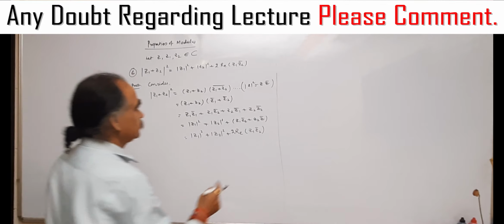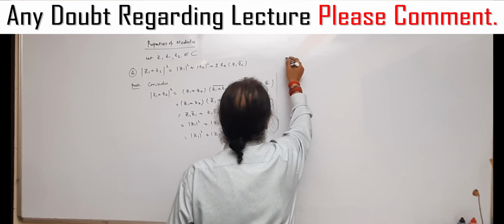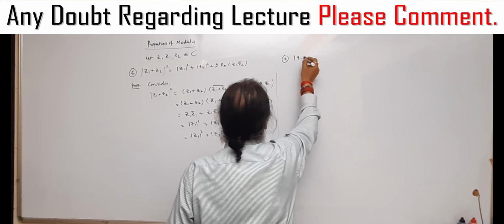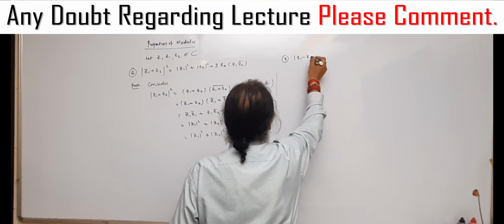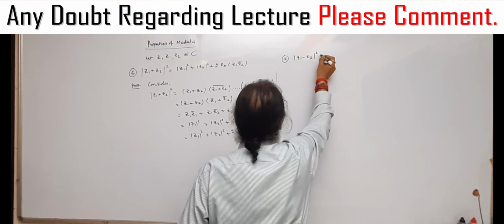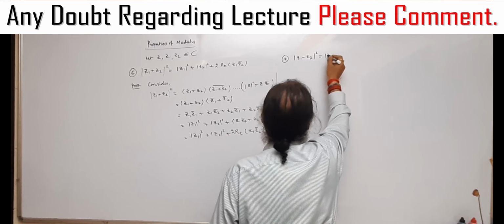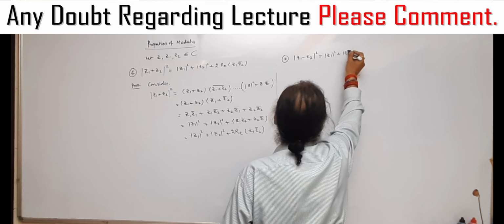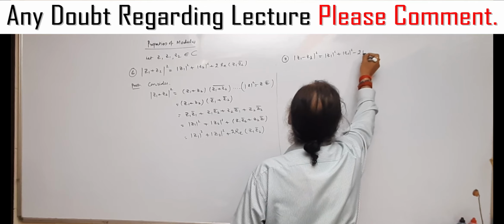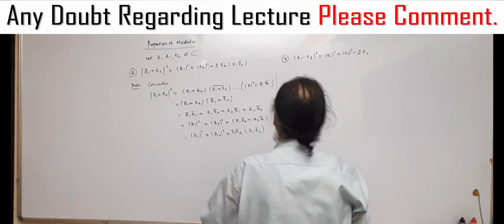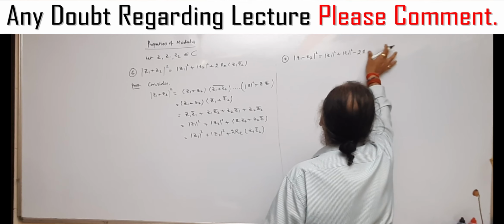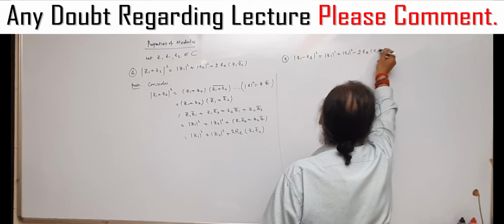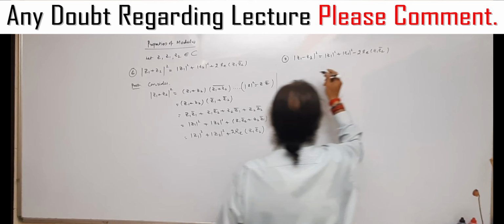Then 7th is what? Modulus of z1 minus z2 square is equal to mod z1 square plus mod z2 square minus 2 times, here it was plus 2 times, and here it is minus 2 times real part of z1 z2 bar.